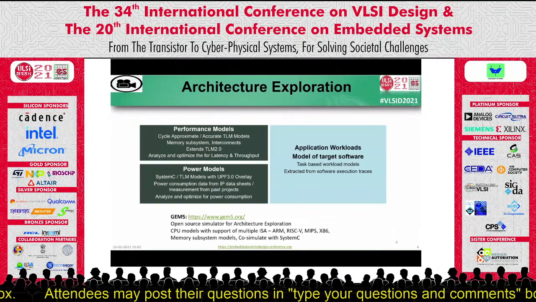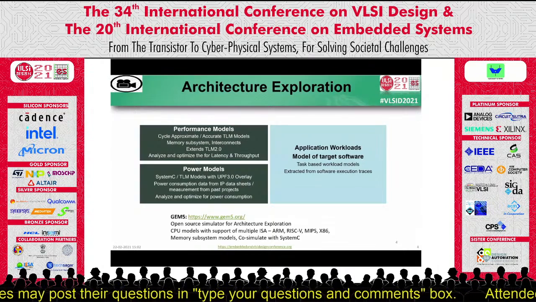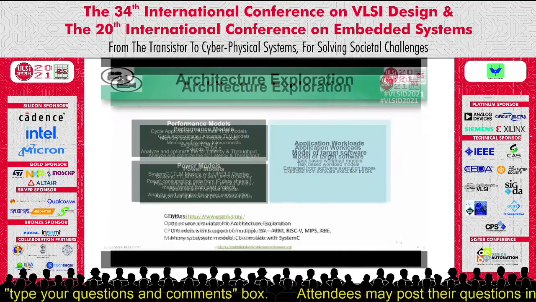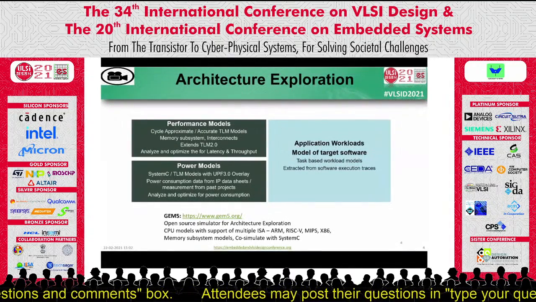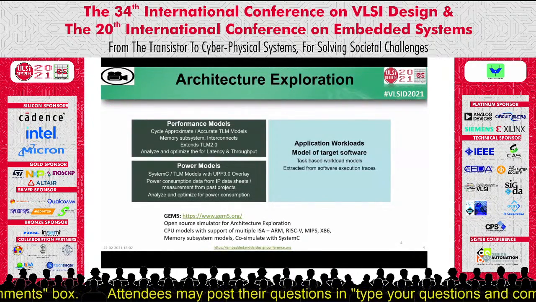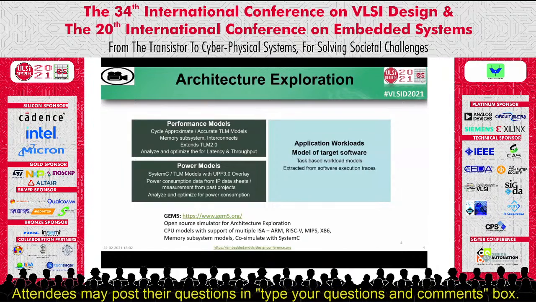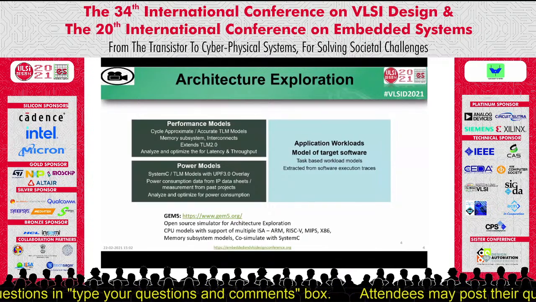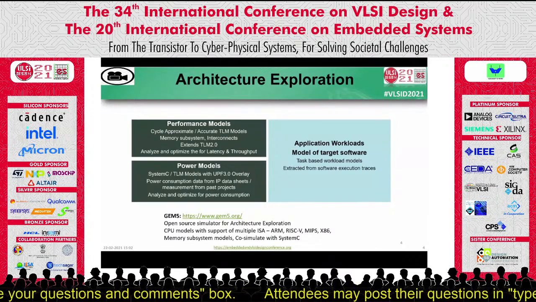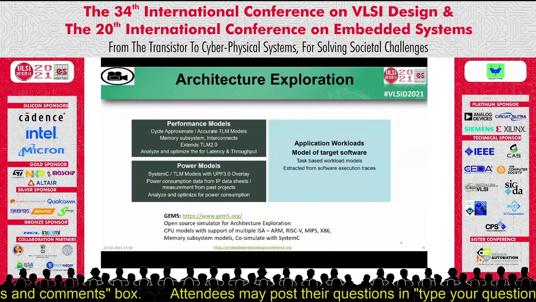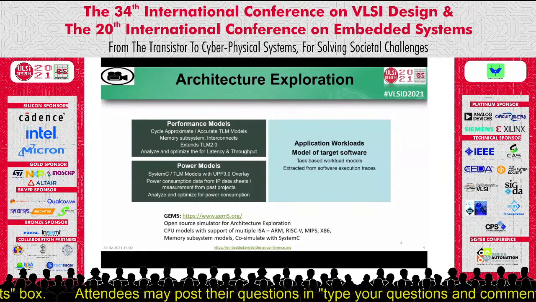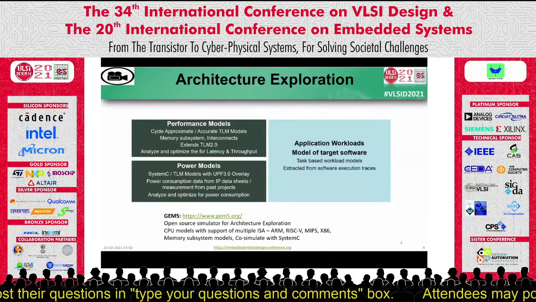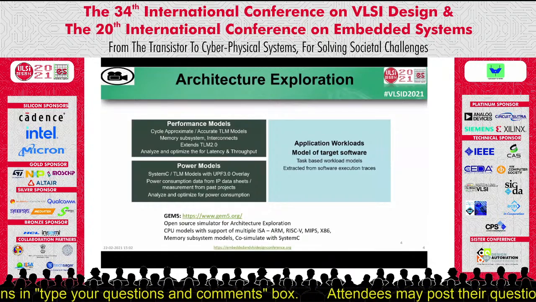Another very important application is architecture exploration. For this, we first have to develop the architecture models, which at the minimum requires developing performance models and power models. Performance models are mainly the cycle approximate or cycle accurate transaction models of the CPU subsystem, memory subsystem, interconnects, etc. These are developed by extending the TLM 2.0 standard for a specific bus architecture. These models can be used to analyze and optimize your system architecture for latency and throughput.